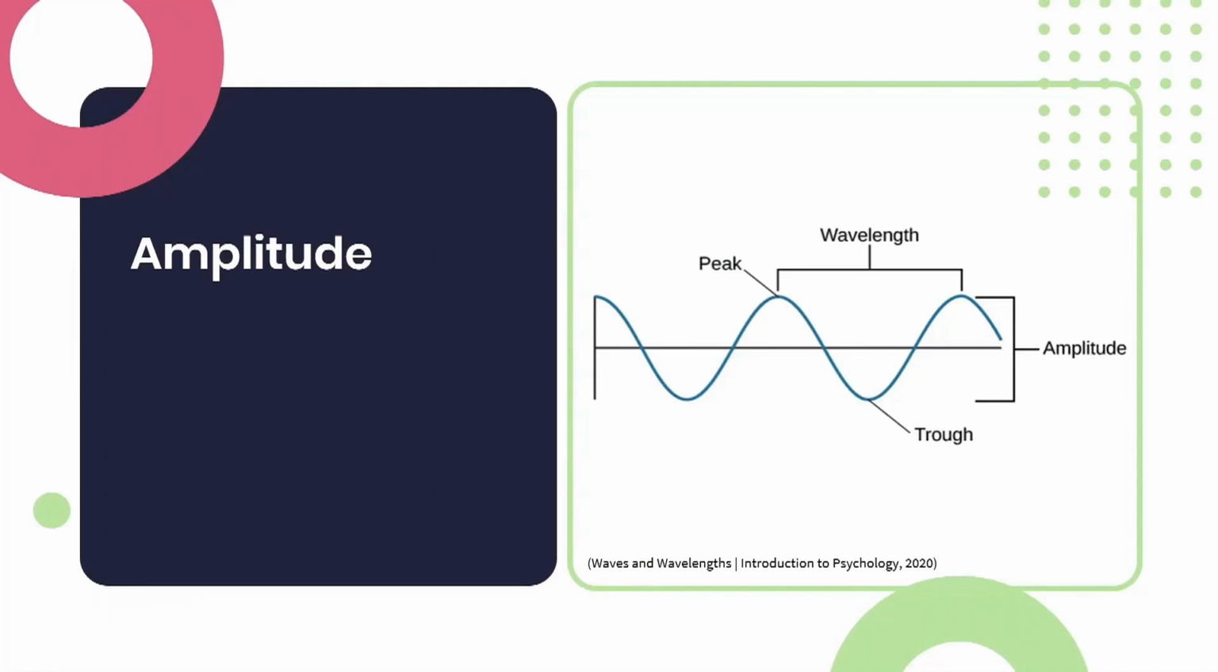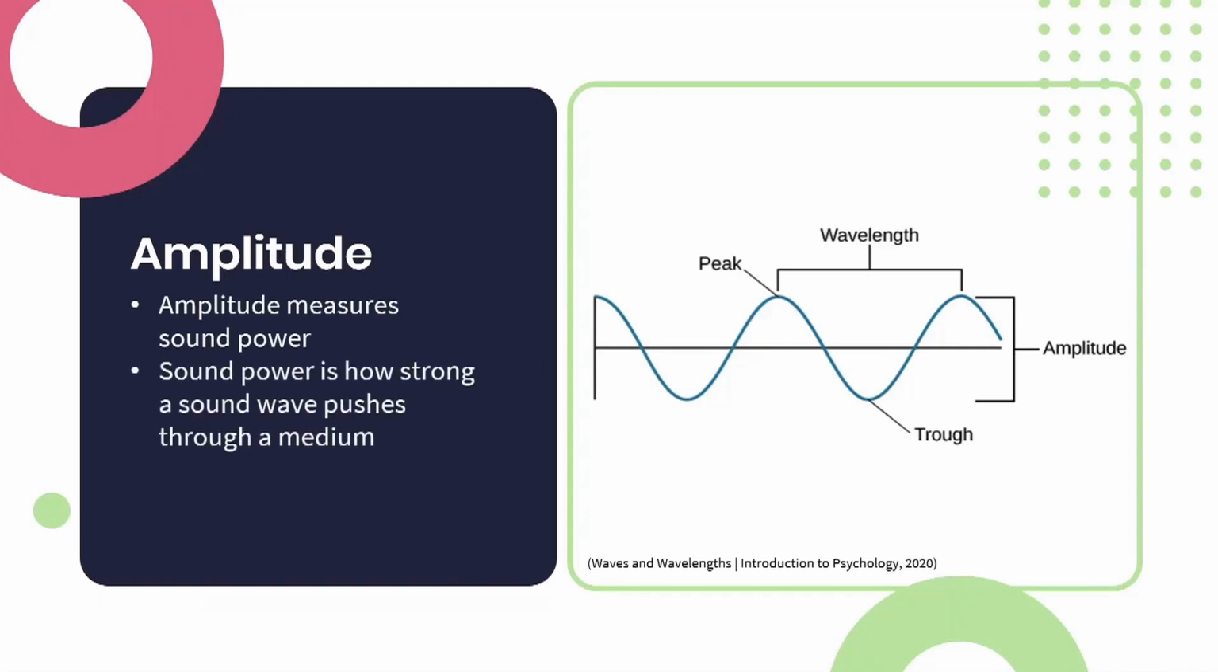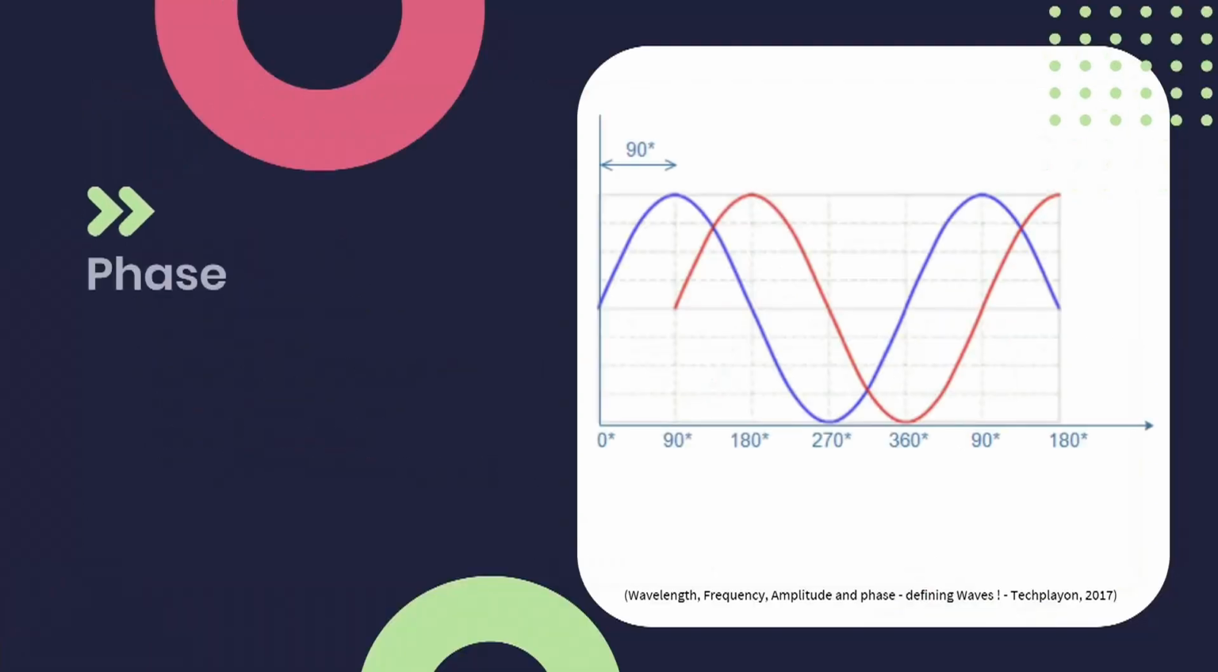Okay, so loudness is a topic we will discuss at length in Module 2, but for now, all that you need to know is that amplitude is how we measure how much power a sound has. In our recording software, it looks like this and is measured in decibels. Then we also have phase.